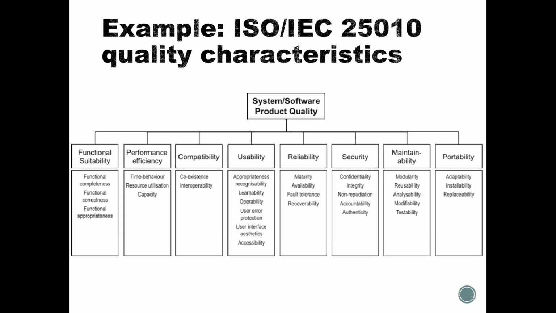Then we have correctness. Correctness means the product or system provides correct results with the needed degree of precision. Then we have functional appropriateness. It is the degree to which functions facilitate the accomplishment of specified tasks and objectives. Second thing is performance efficiency. Performance efficiency talks about performance related to the amount of resources used under stated conditions.